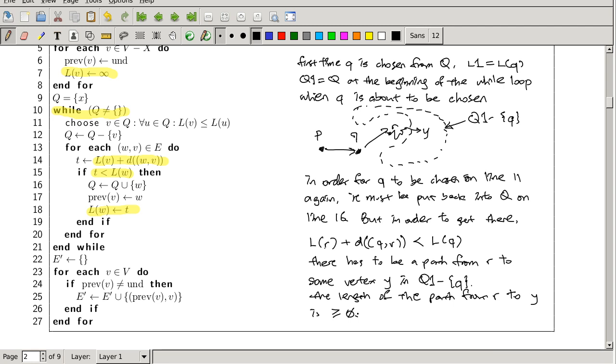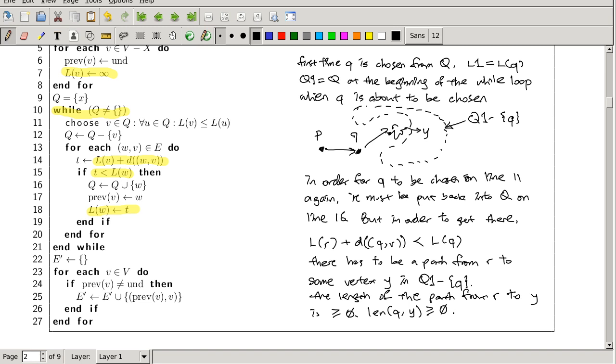Combining that with the distance of the edge QR itself, the length of the path, I'll just use length here, KLEN, from Q to Y is also greater than or equal to 0 for the same reason, because the edge QR itself also has a distance of at least 0. But now we have a bigger problem, because in order for Y to be in Q1 minus Q, it was not chosen in that iteration, because we choose Q instead of Y in that iteration.